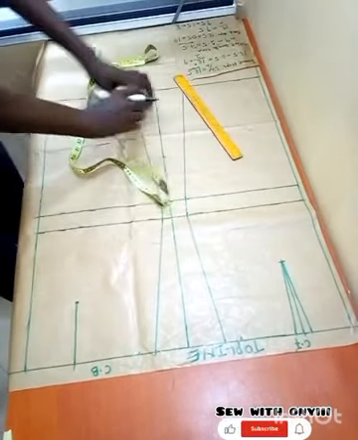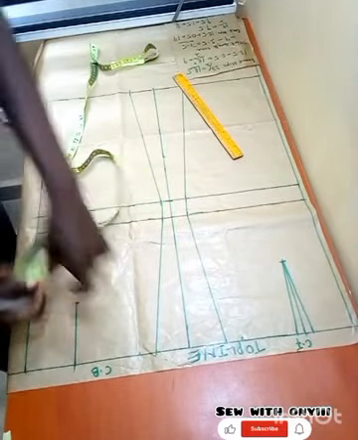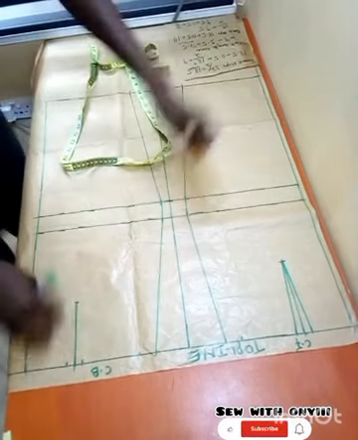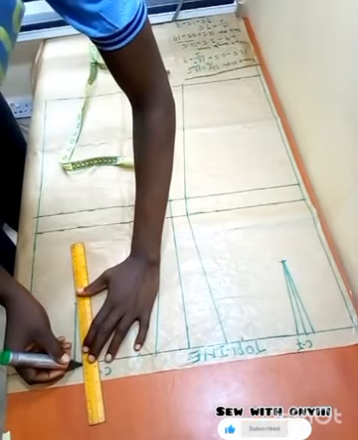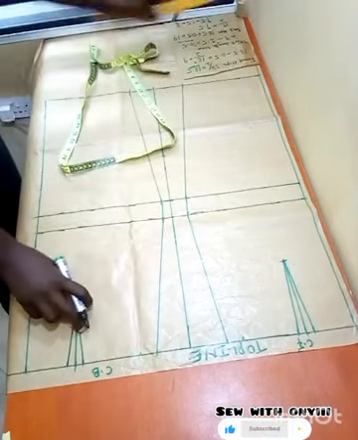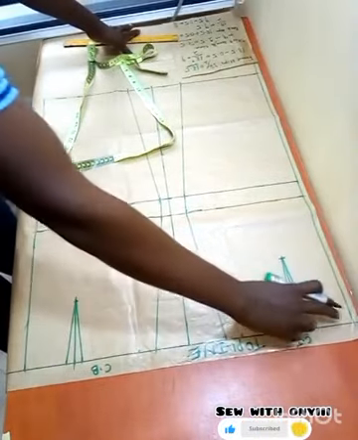So remember, the 1 inch dart intake we use, you're going to divide by 2, that is half of an inch, and input it on the 2 sides of the nipple to nipple line. Use my ruler to connect it, as you can see. So that's it for the back dart.